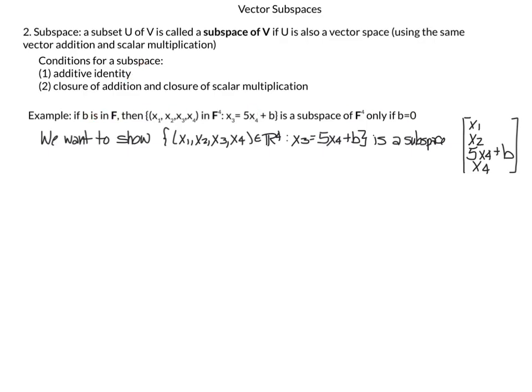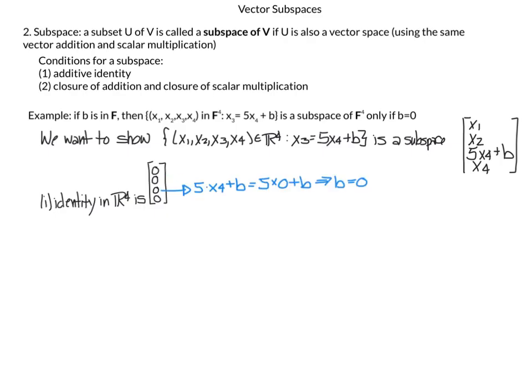And here's our problem. Again, we wanted to show this x1, x2, x3, x4, where x3 is equal to 5x4 plus b, is a subspace only if b is equal to 0. And this is what our vectors look like: x1, x2, 5x4 plus b, x4. The first thing we need to do is show the additive identity is in our subset. So our additive identity in R4 is the 0 vector, 0, 0, 0, 0, right? This is the vector that you can add to anything and get back that anything.